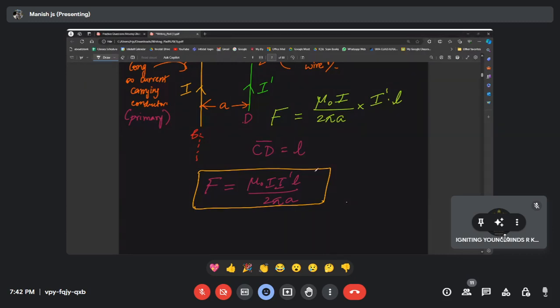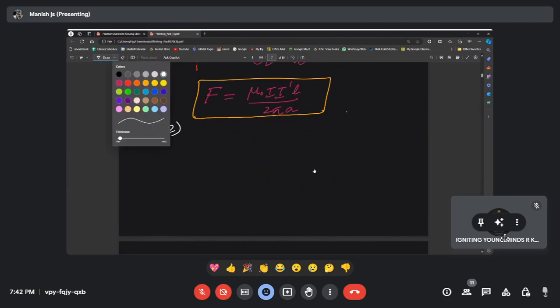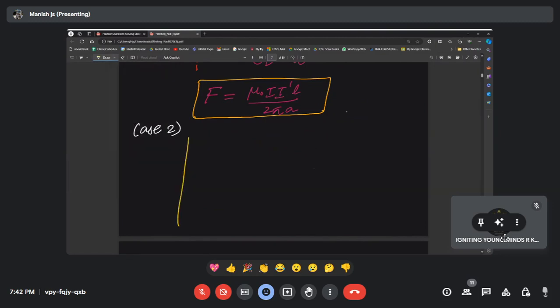What is case 2? We will try to discuss it. Now, in the second case, no doubt, I am going to have a primary conductor of infinite length. I am again redrawing the primary conductor, which is of infinite length. Here it is plus infinity, here it is minus infinity. It is extending, and it is carrying a current of I amperes.